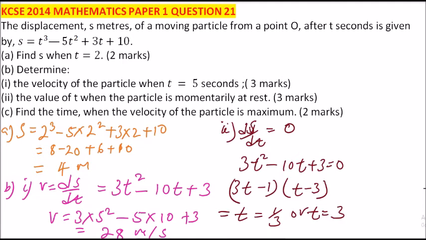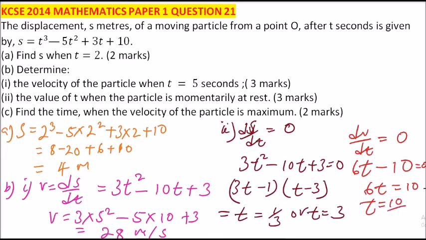And finally, we are told to find the time when the velocity of the particle is maximum. So at maximum, it means dv over dt is equals to 0, and therefore this is acceleration. When you differentiate velocity, you should be able to get 6t minus 10, that is, you differentiate, this will give you 2 times 3 is 6, and t minus 10. So if this is equals to 0 at maximum, then it means 6t is equals to 10, implying that t is equals to 10 over 6, which is equals to 1 and 2 over 3. So that's how you work out that question, and you get yourself 10 marks.